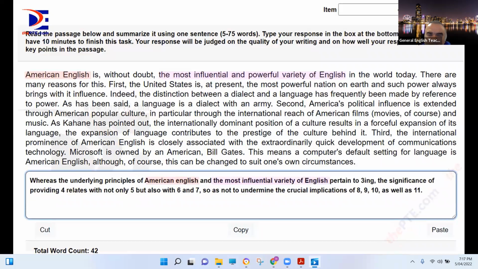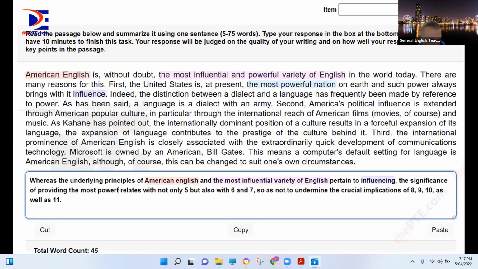For blank number 3, as you are all aware by now, we use a main verb in gerund, and the word influence is a common theme here, so I use it in ing form, influencing in blank number 3. In blank number 4, I throw in the most powerful nation, and in blank 5, I use a dialect with an army.